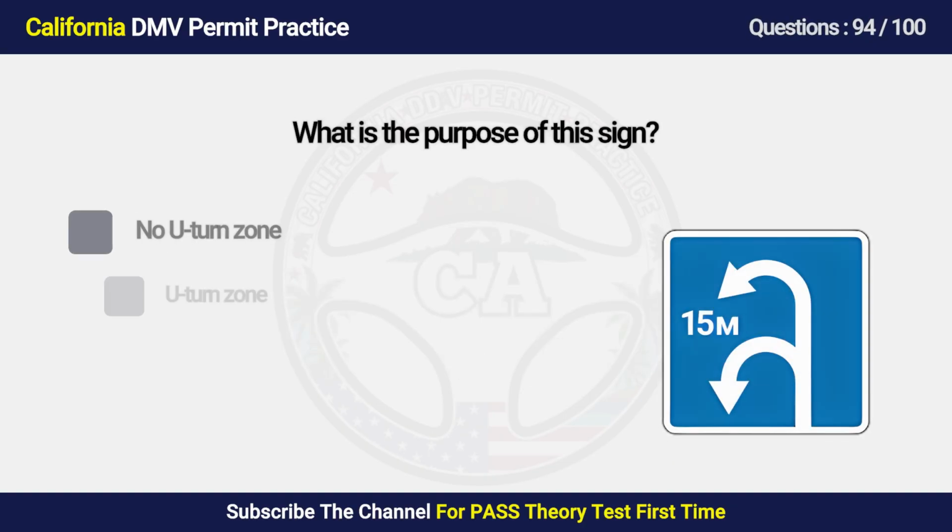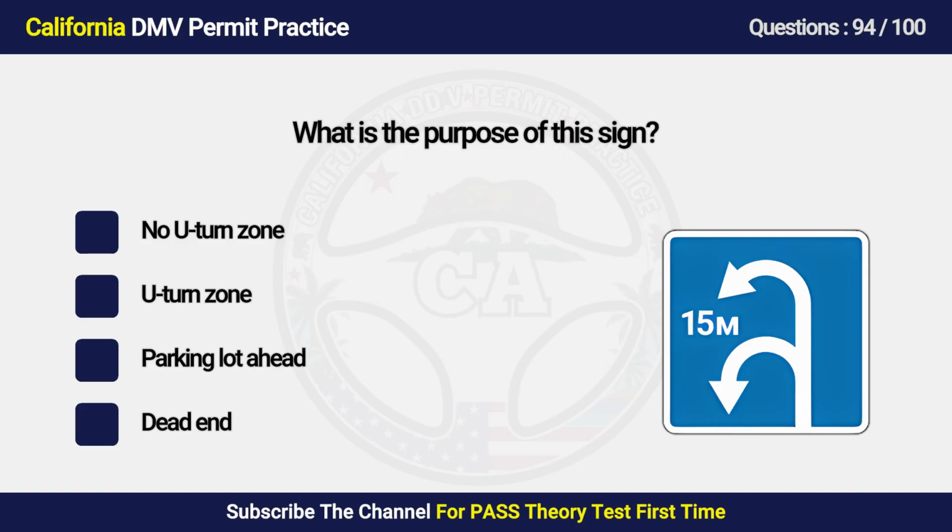Question 94. What is the purpose of this sign? A. No U-turn zone. B. U-turn zone. C. Parking lot ahead. D. Dead end.